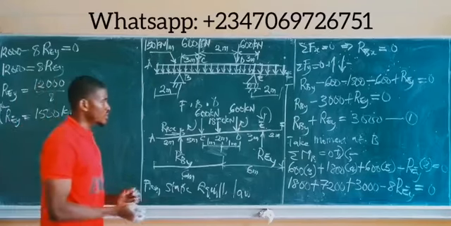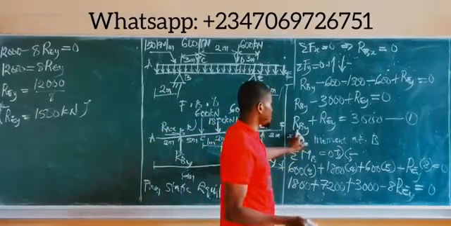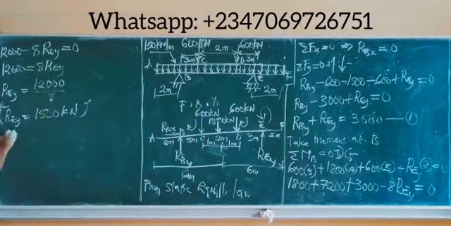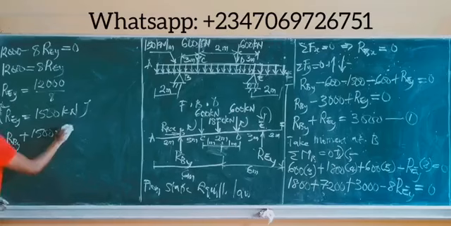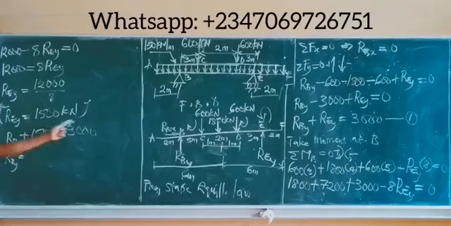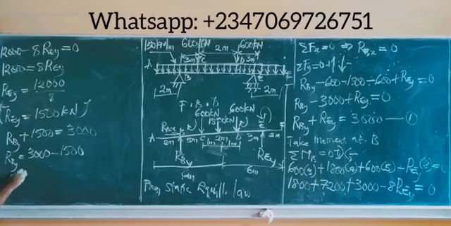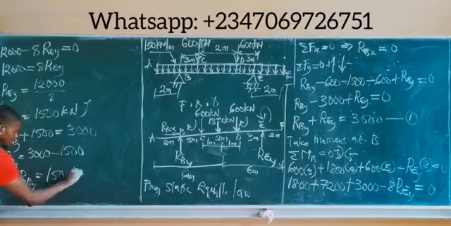Okay, so having known this reaction, we simply substitute into equation 1 to obtain RBY. Equation 1 simply gives us RBY plus, in place of REY, we put 1,500 equals 3,000. So to make RBY subject, simply send 1,500 over to this side of the equation. So we simply have 3,000 minus 1,500. That simply implies that RBY itself is now equal to 1,500 kilonewtons.